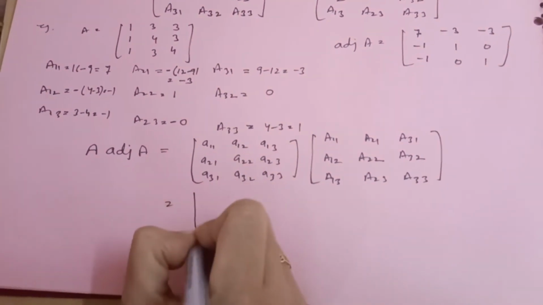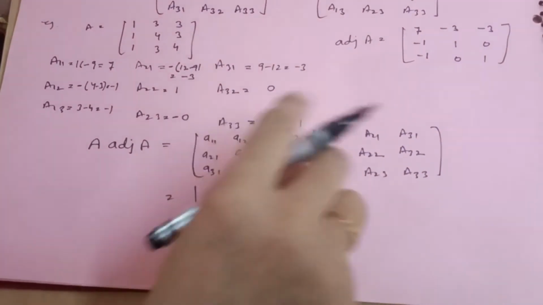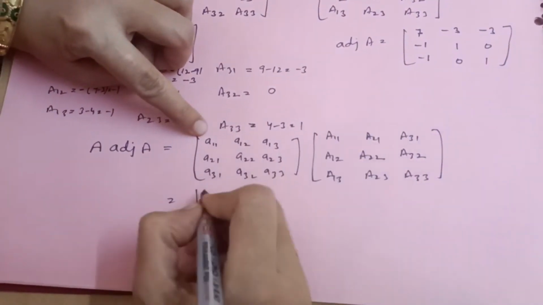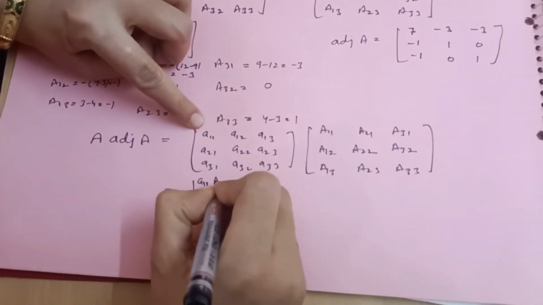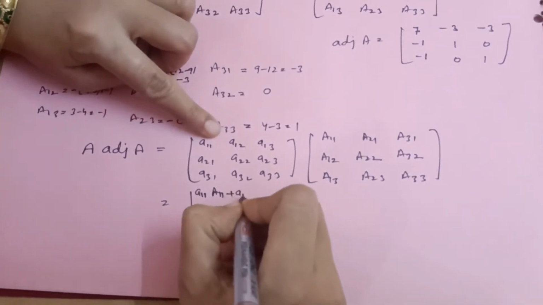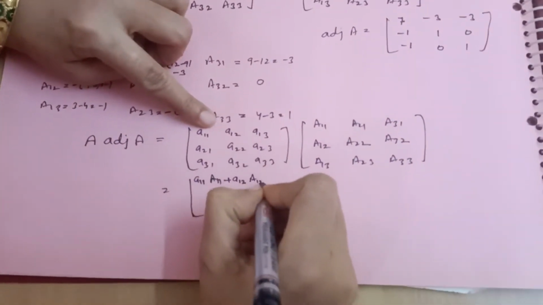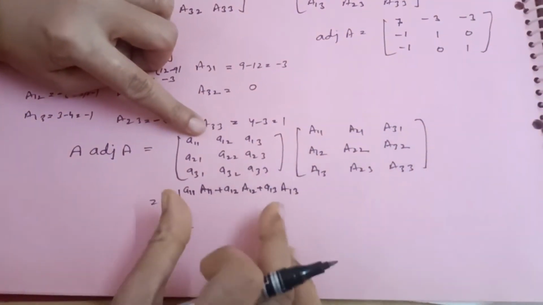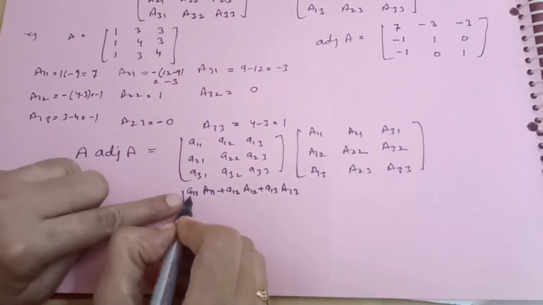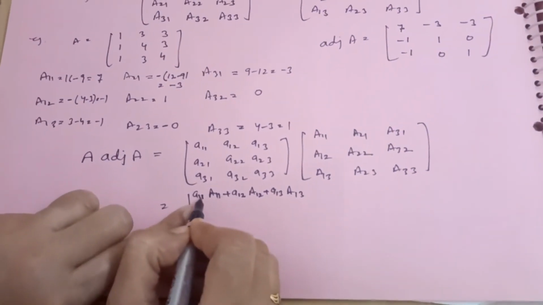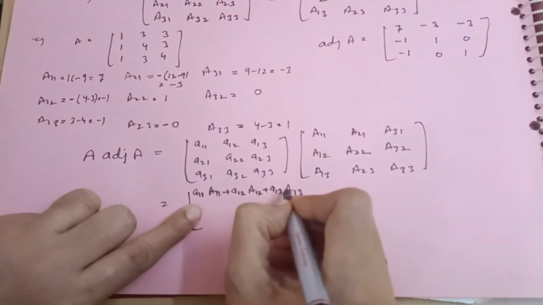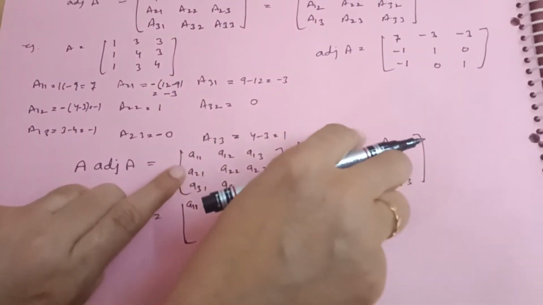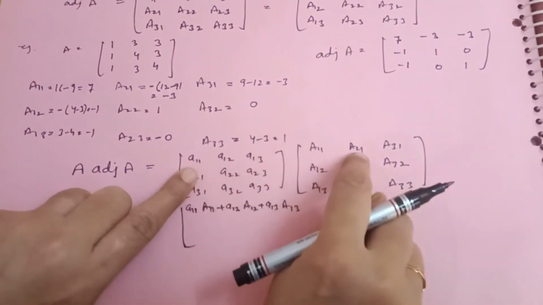You know how to multiply two matrices, row with column. So you are going to see a very important criterion coming. A11 is multiplied with A11, then plus A12 with A12, plus A13 with A13. Actually what I told, when the same elements are multiplied with the corresponding cofactors, this is nothing else but determinant A. And then you multiply the elements with another row's cofactors, A11, A21.